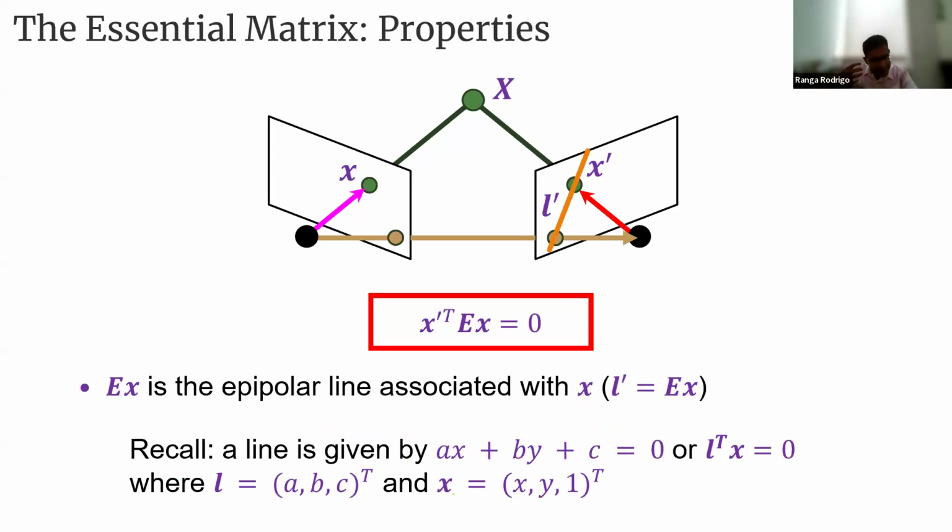EX is the epipolar line associated with X. I need to give you a little bit of knowledge to understand that. So think about a line like ax plus by plus c is equal to 0. That's a line. You understand that, right? You can also write a line as y equals mx plus c.